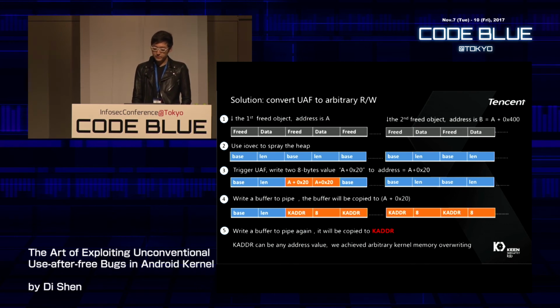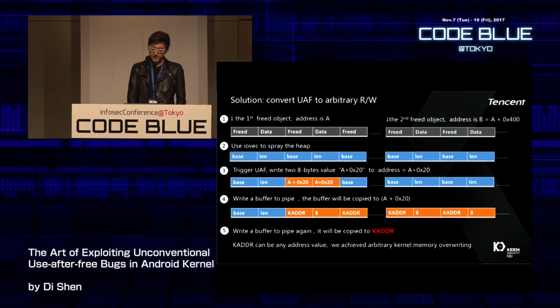In phase number 3, I triggered the use-after-free and wrote 16 bytes of data to the address A plus 20. So the base address and length of the iovec were overwritten as A plus 20. I colored the overwritten boxes in orange. In phase number 4, now we need to write malformed data to the other end of the pipe to overwrite the subsequent iovecs. The orange boxes were overwritten, which means every subsequent iovec was modified, and the buffer address now is a kernel address, and the length of the iovec is 8.